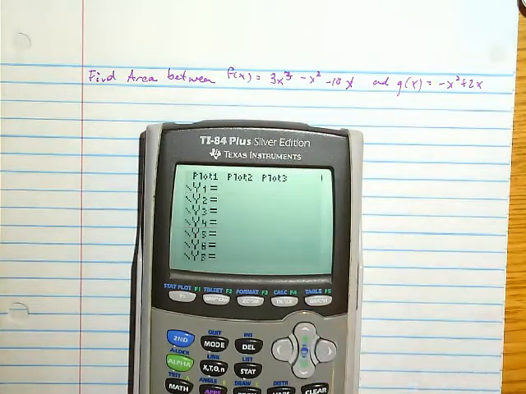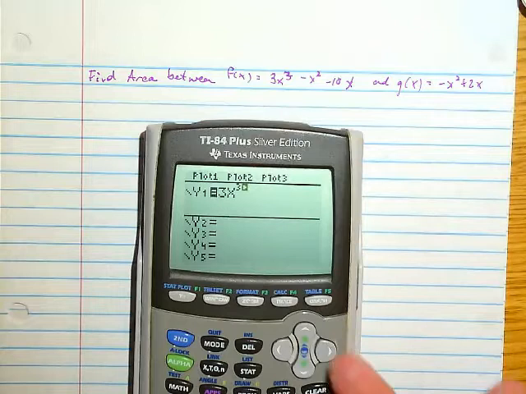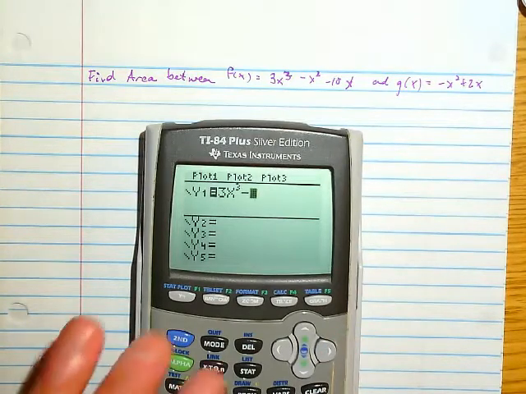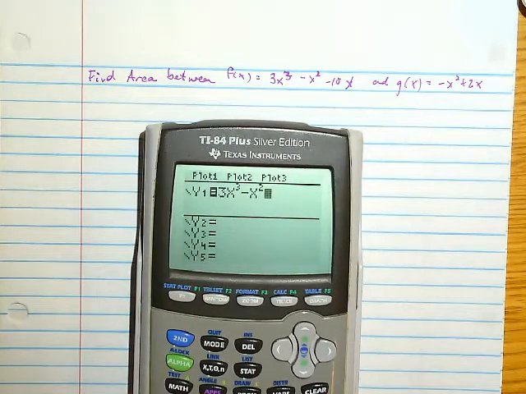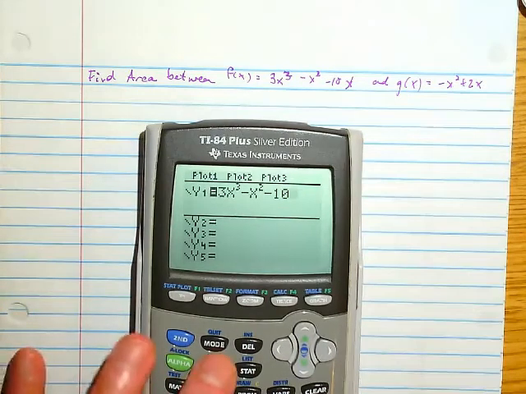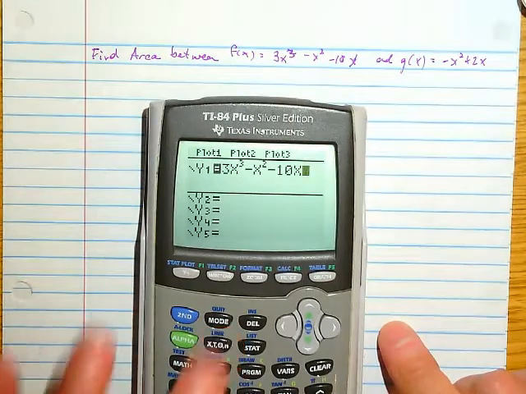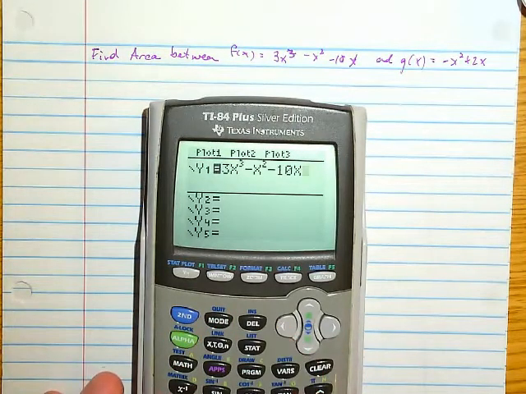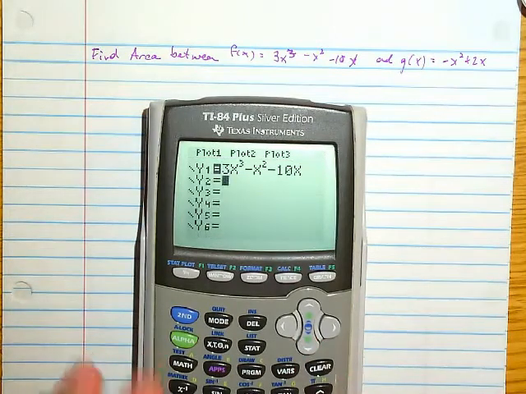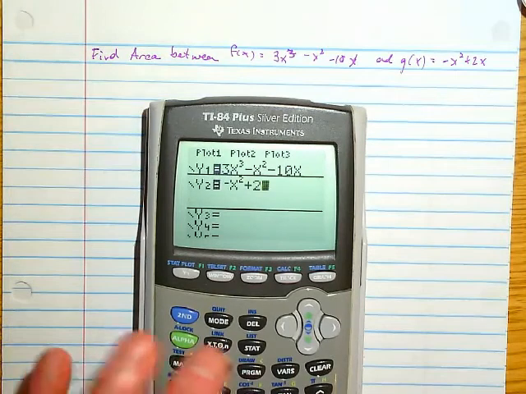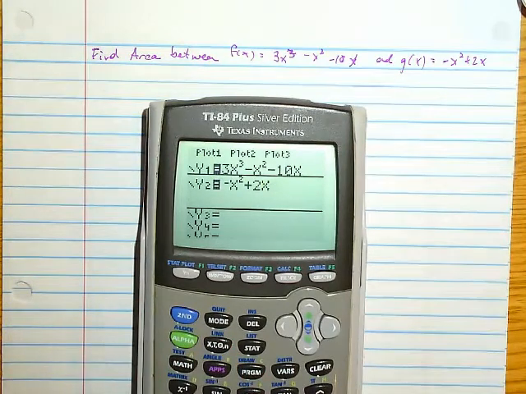All right, so my first function was 3x to the third, so let's just type it in. 3x to the third minus x squared minus 10x. And again, notice I'm using this x button for each time I need the x. I'm not looking for my variables, okay? So it's just that one right there. That's one graph, and the other graph is negative x squared plus 2x.